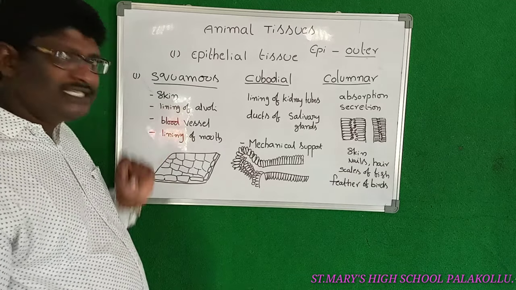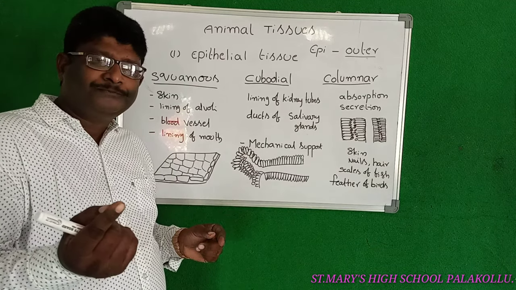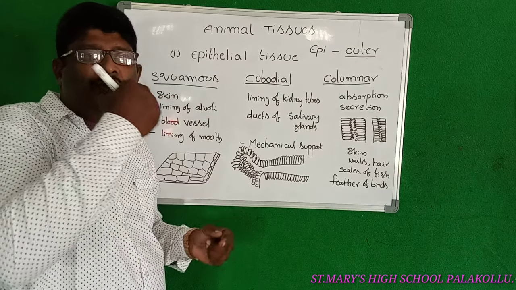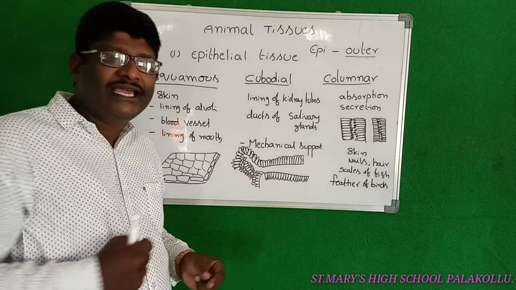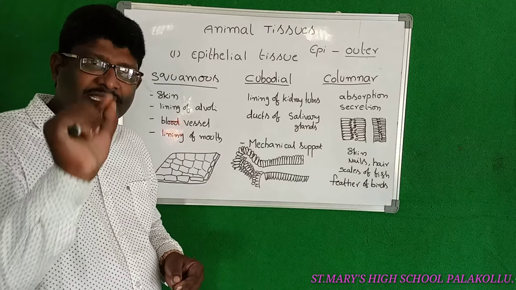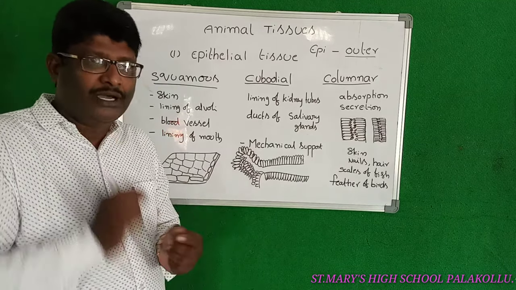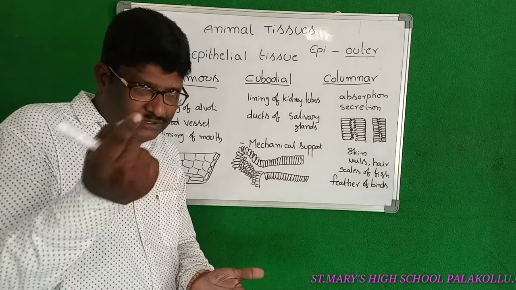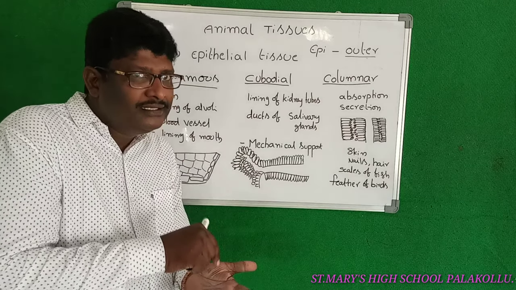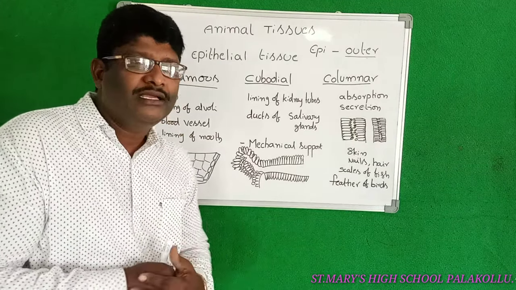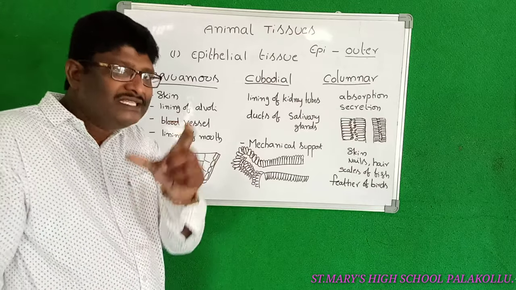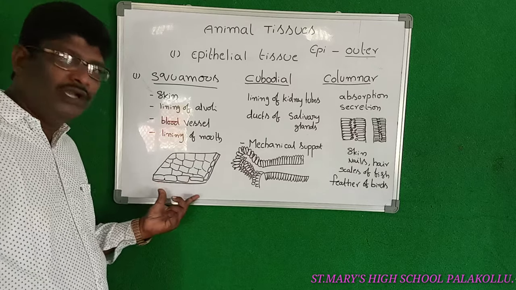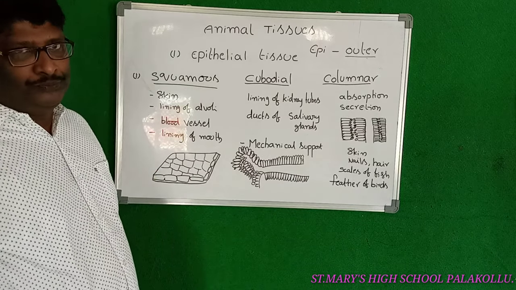If you want to see the squamous epithelial tissue, take a wooden stick and scratch it inside the mouth. We scratch it and take a little amount of tissue and keep it on the slide. Then put one drop of water on the object and keep it under the microscope. If you observe, the cells are arranged in the tissue like this. This is called squamous epithelium tissue.